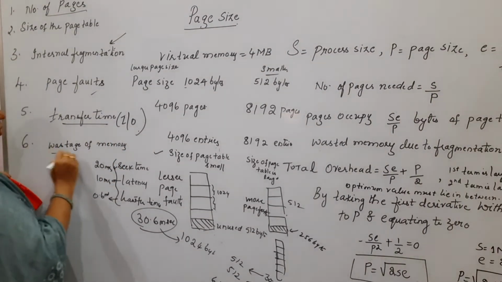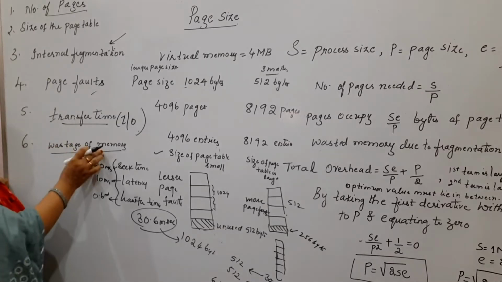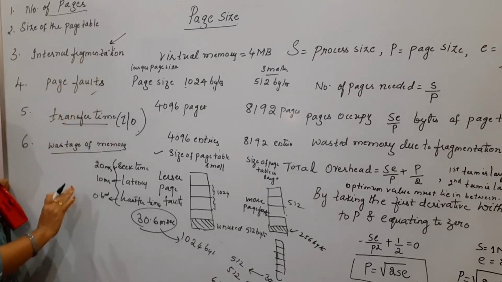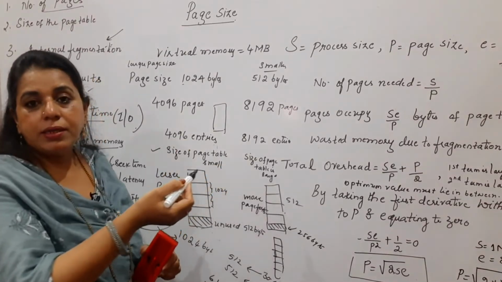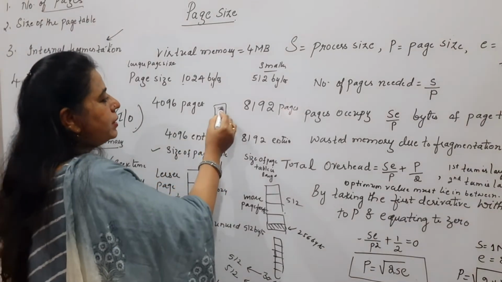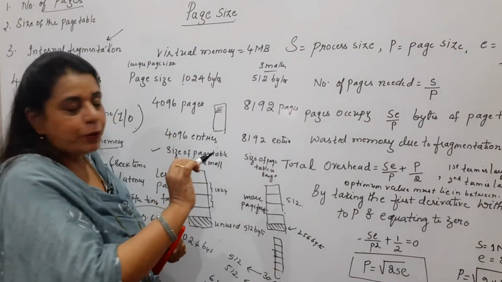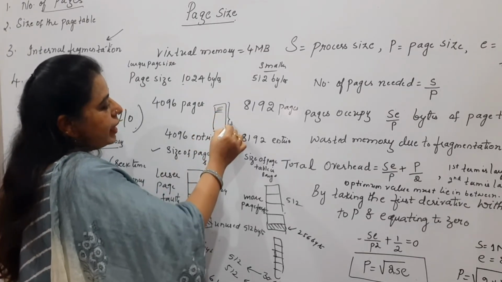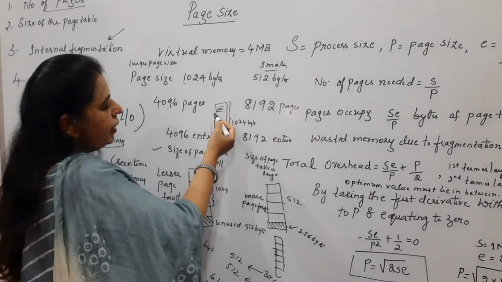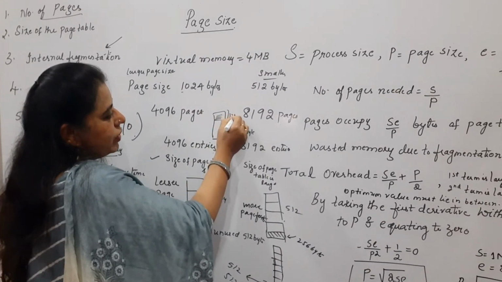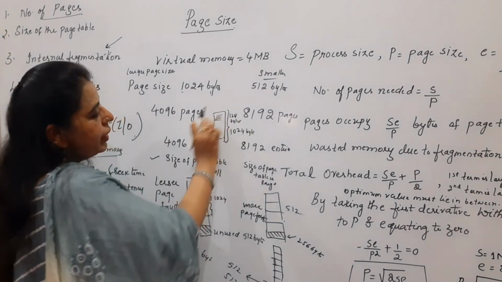And one more point I have written, wastage of memory. This wastage of memory is different from internal fragmentation. If a page size is larger, the CPU may be interested in reading an instruction which is present only in the beginning of the page, but the page size is 1024 bytes. Maybe the CPU is interested in reading an instruction which is there in the first 128 bytes only, so only that instruction is covered.